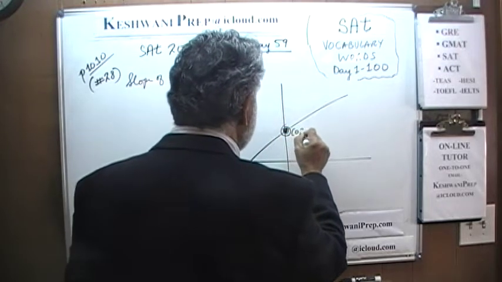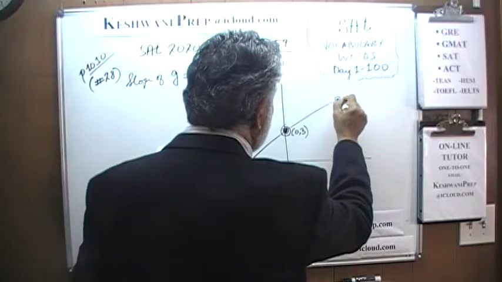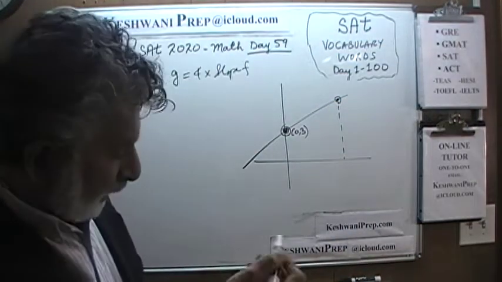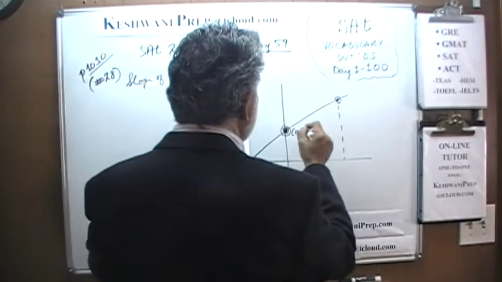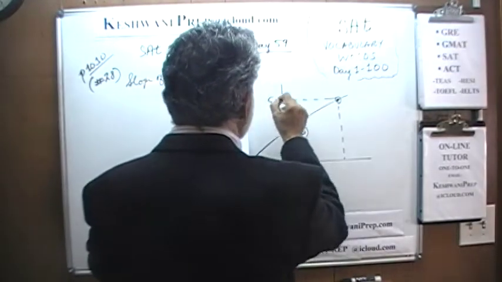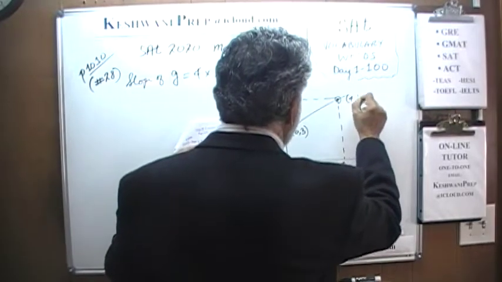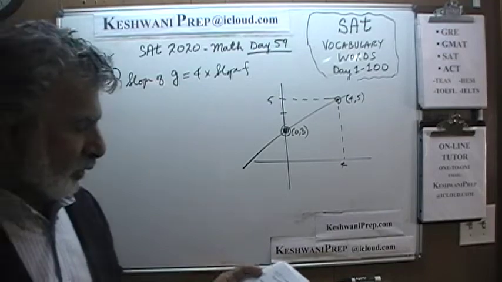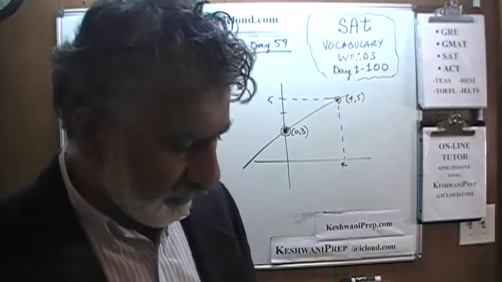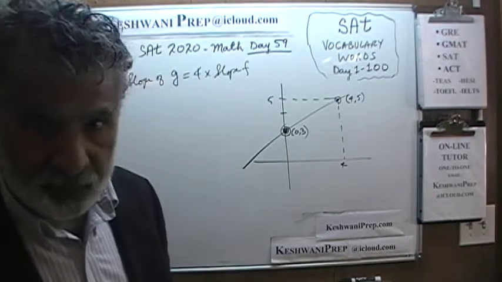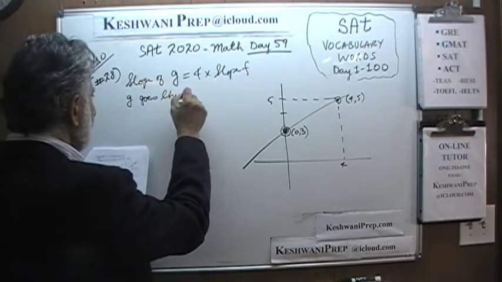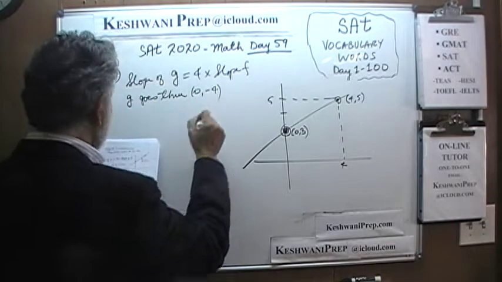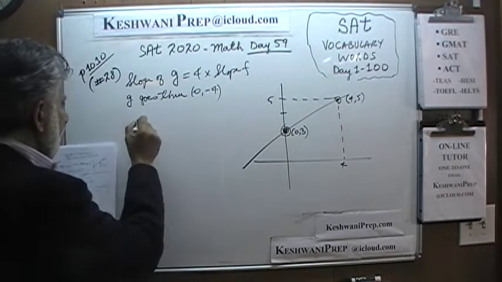It goes through 0, 3 and it goes through another point. I'm just picking two points at random on the graph, and the easiest one to pick is the intercept. I picked one and I'm going to pick one more. Let's say 5. This is 3, so it's 4 and 5 somewhere here. 5 and 4. So we are told that the slope of function g is 4 times the slope of f. We are told that the function f looks like that. And one more thing we are told is that g goes through 0 and negative 4.